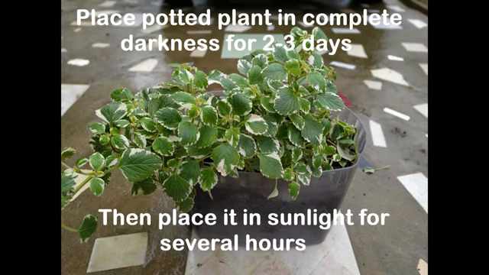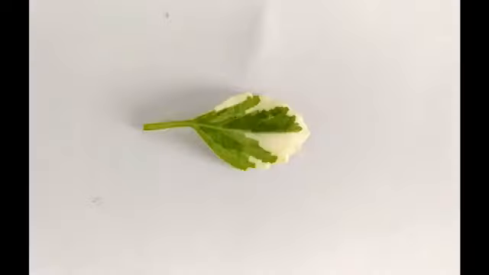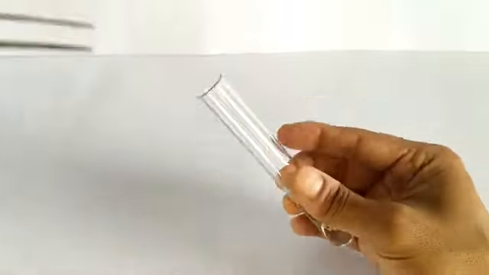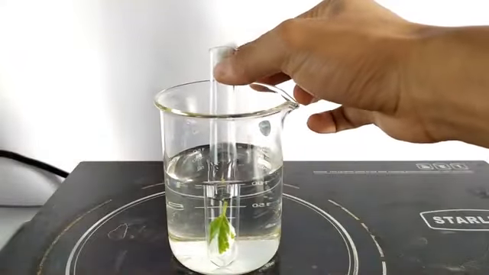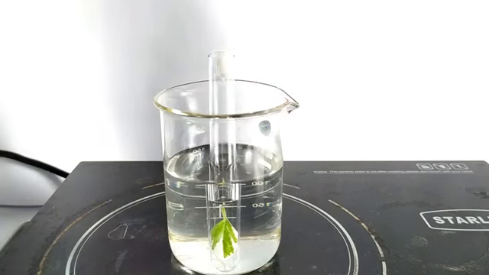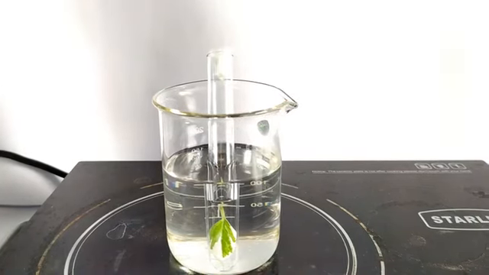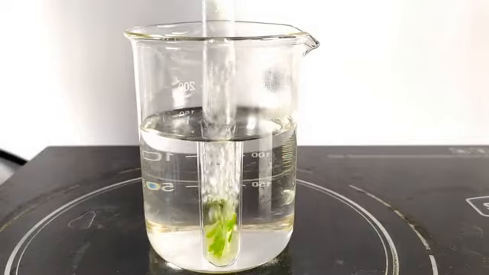At the end of this time period, remove the potted plant from the dark and place it in sunlight for several hours. Then pluck a leaf from the plant and introduce it into the test tube containing the alcohol solution. Place the tube in the boiling water bath. It is highly advisable to use a hot plate instead of an open flame for the water bath, considering the highly flammable nature of alcohols.